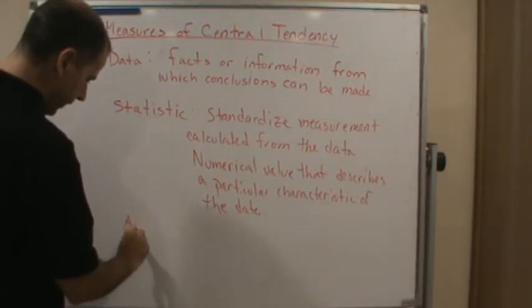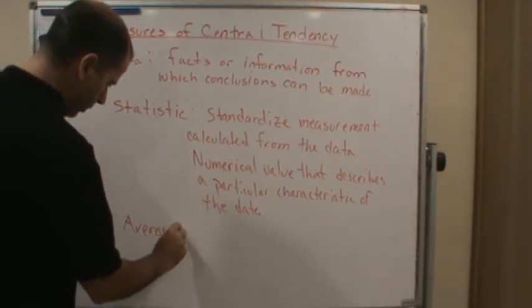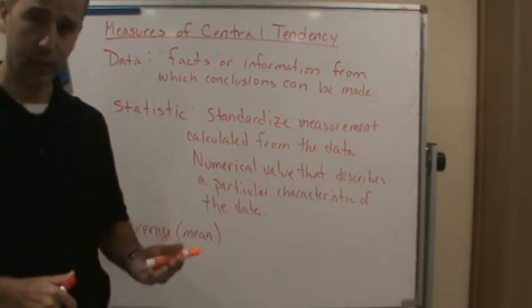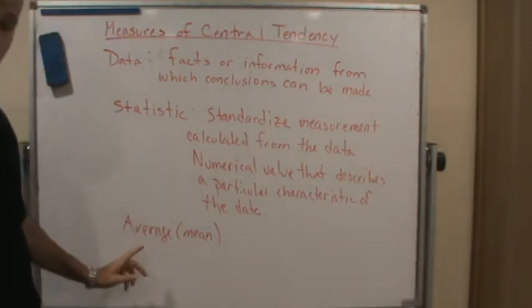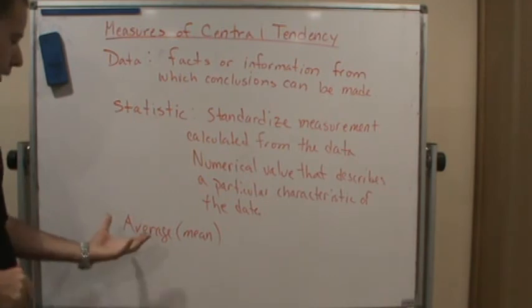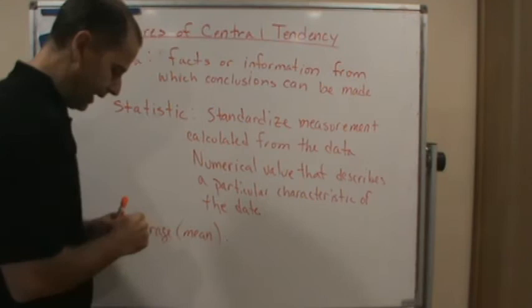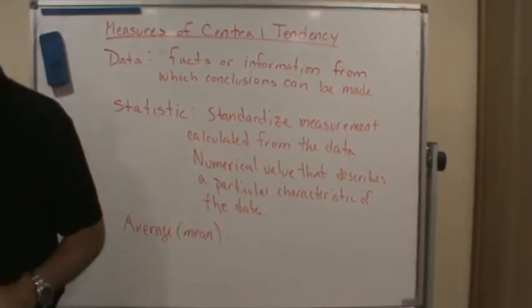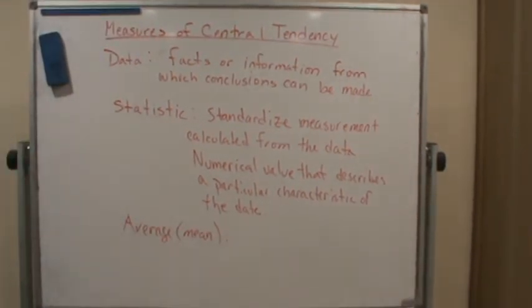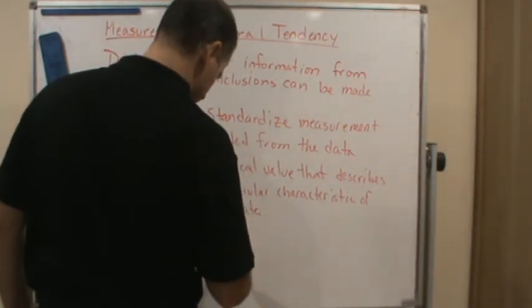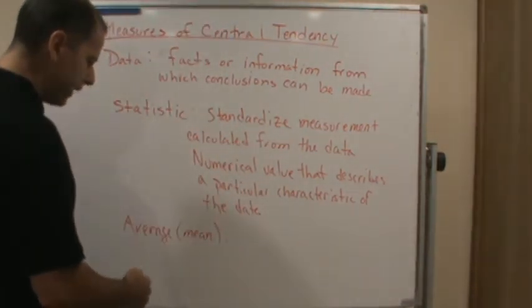In statistics, we call it the mean. Arithmetic mean is exactly what it is, but we call it the mean, or what we would colloquially call the average. The mean of a data set is a number that represents the center of the data set. Now, how do we calculate that?